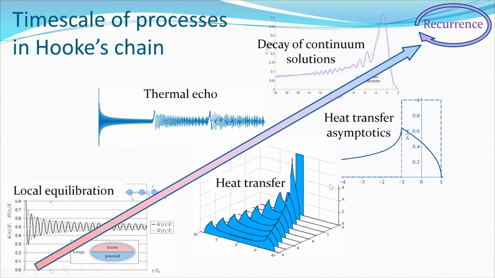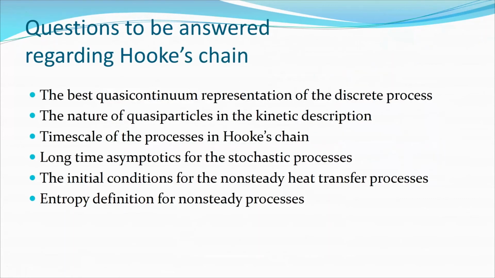For short times, we have this fast behavior, local equilibration. Slower processes are heat transfer, even slower, the asymptotics, the thermal echo, and at long times we have decay of continuum solutions. At the end we can go to the recurrence, which probably needs an extremely large time, and nobody knows if it can be obtained in reality. So there are several questions which, to my mind, don't have complete answers.